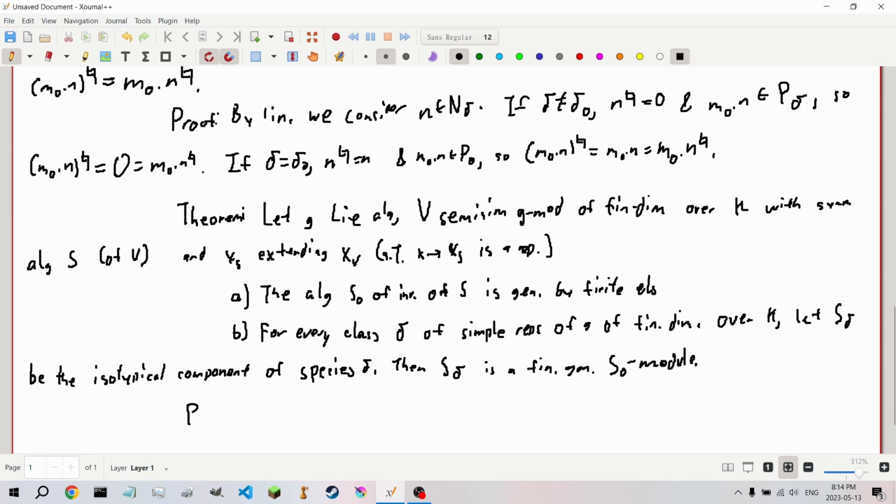Our proof. Let S prime be the ideal of elements of S with no constant term.